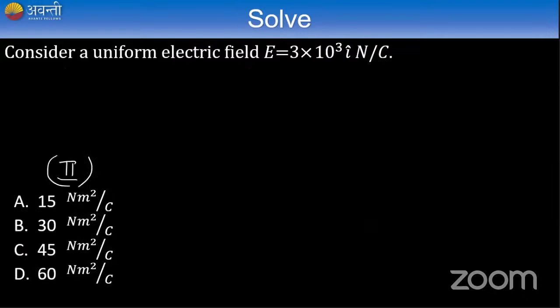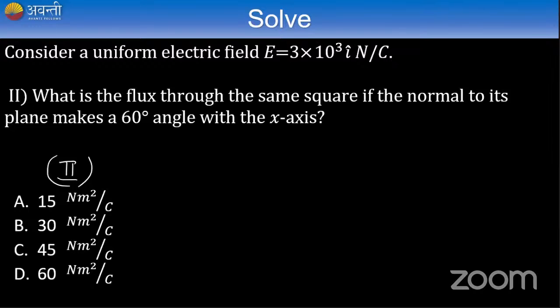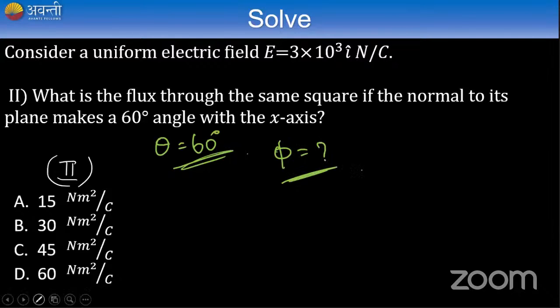I have another question for you guys. Again, what is the flux through the same square? If I have the same square, if the normal makes an angle theta equal to 60 degrees with the x-axis, what will be my flux in this case? In my previous case, what was my theta value, guys? It was 0 degrees. Here, what will be my answer?